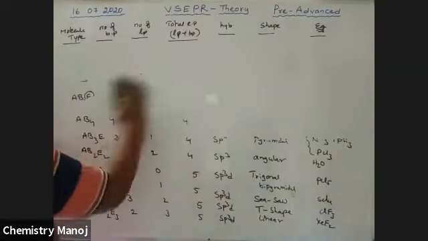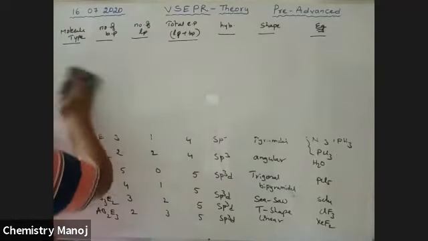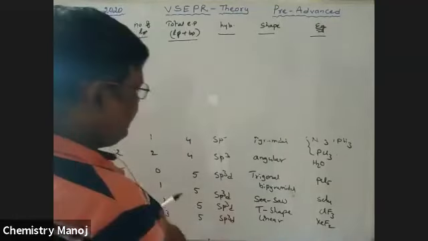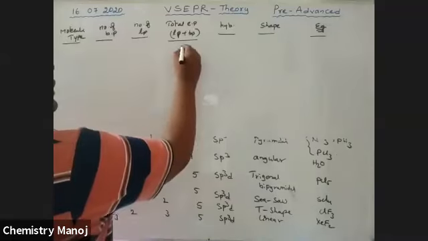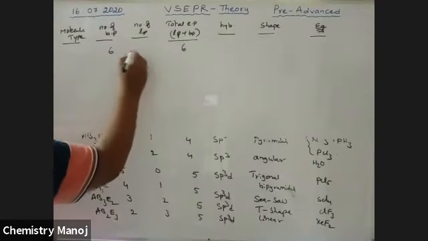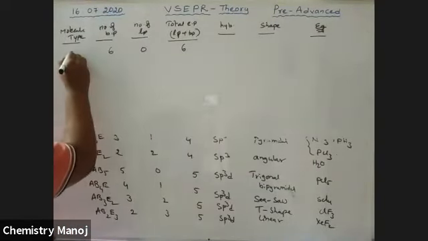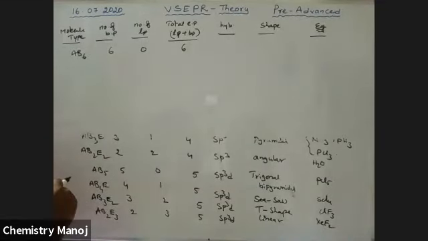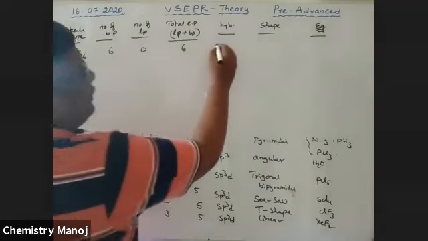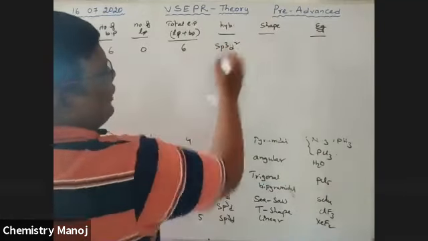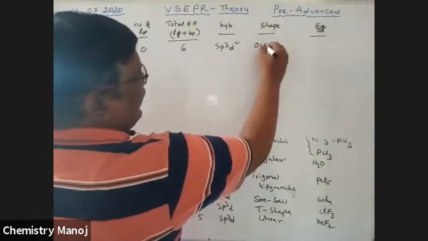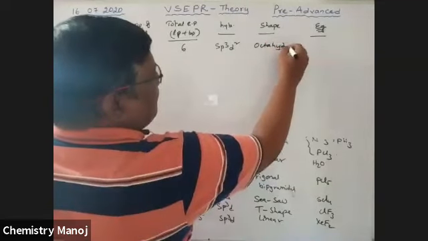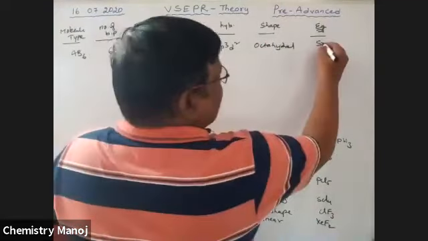So up to 5 is completed. Now I am taking 6. Total electron pairs 6, and all 6 are bond pairs, no lone pairs. That is AB6 type molecule. Hybridization is sp3d2. Shape is octahedral. Example, SF6 molecule.